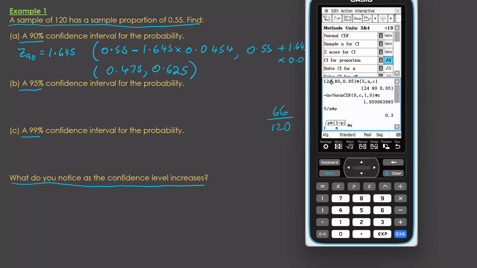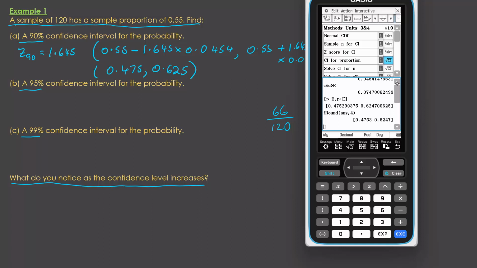So if I do that here and say that there were 66 out of 120, and I want a 90% confidence interval, and let's just change it to decimal and run that again. And you see that we get 0.475 to 0.625, the same as we got before.